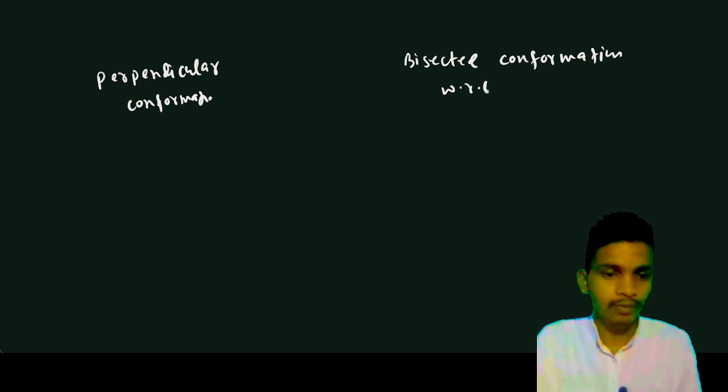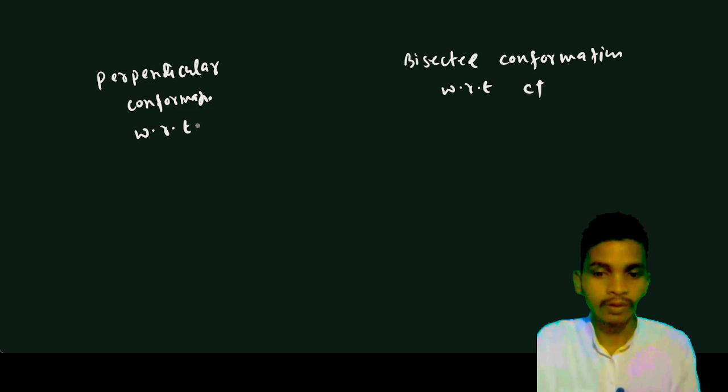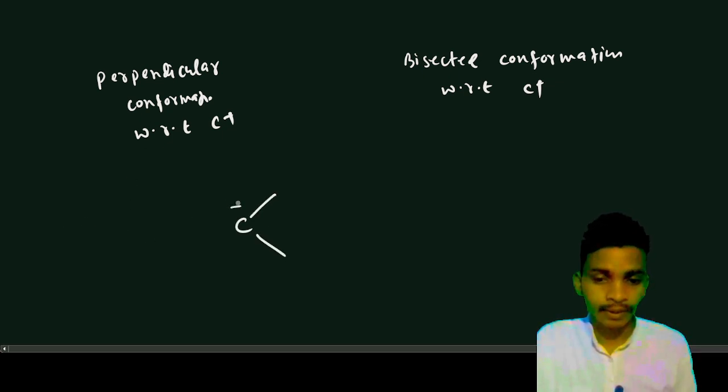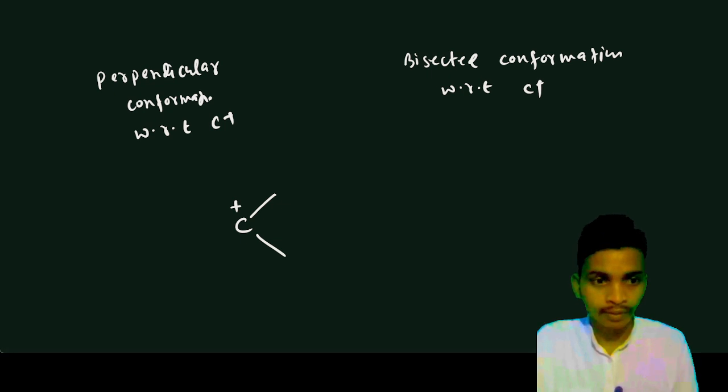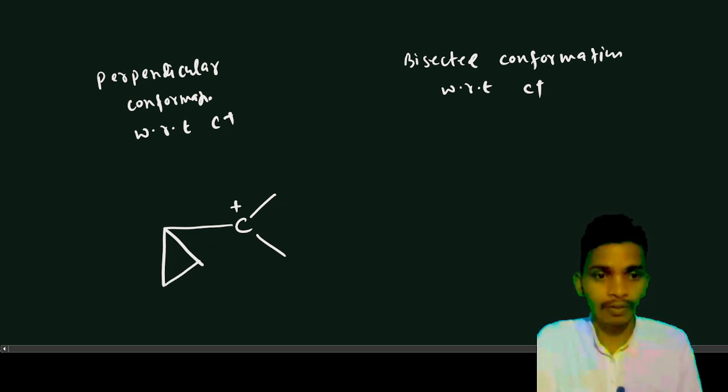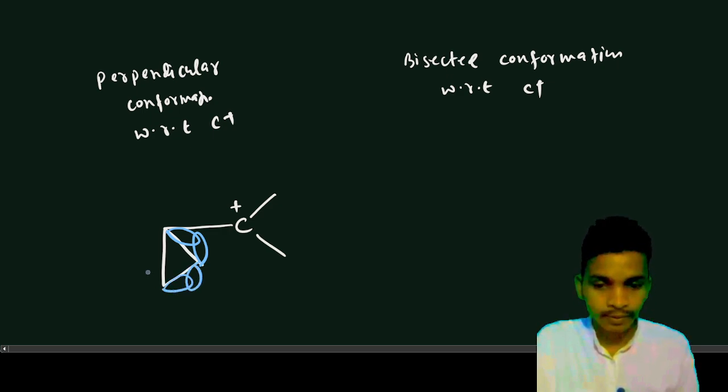Conformations with respect to carbocations. Okay, and this is also with respect to carbocations. So if it is perpendicular, let's say here it is the carbocation, and here we have the positive charge, and the cyclopropyl ring is like this here. Okay, so this is called the perpendicular conformation. Here also in this cyclopropyl ring, bent orbitals are there.